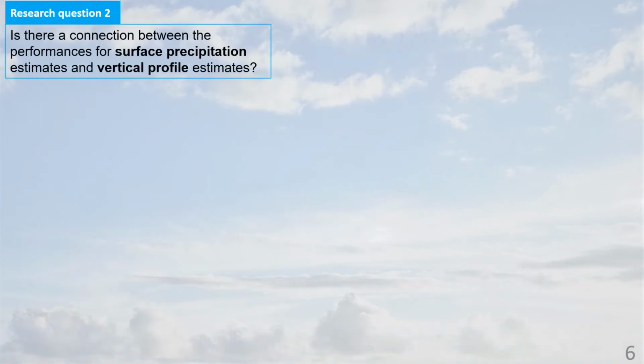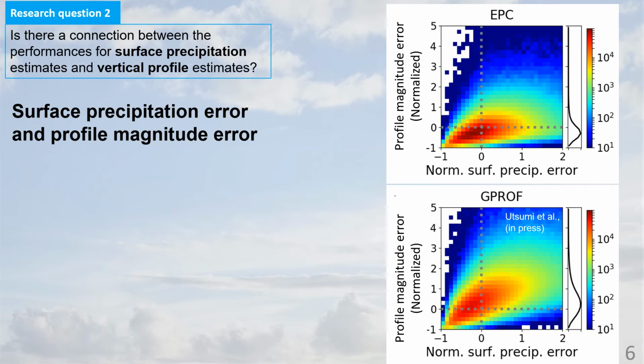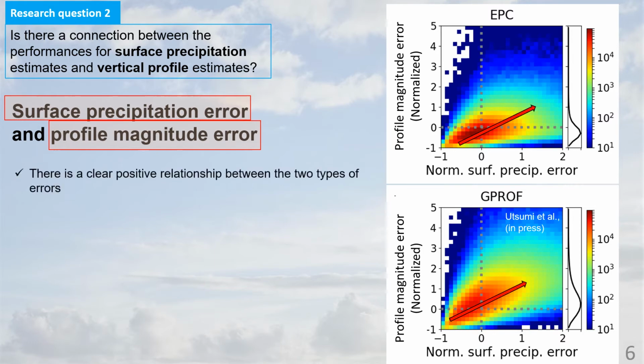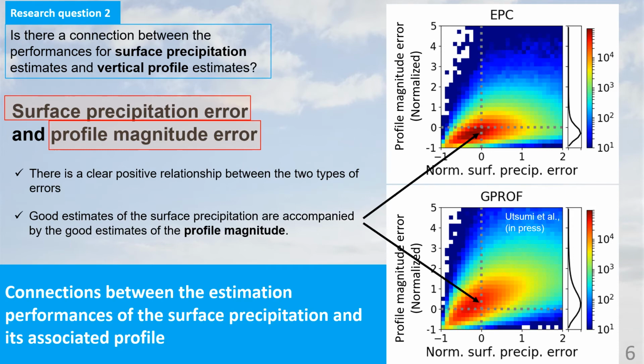Next one is about question 2. Is there a connection between the performances for surface precipitation estimates and the vertical profile estimates? This is a joint analysis between the surface precipitation error and profile magnitude error. There is a clear positive relationship between the two types of errors. Good estimates of the surface precipitation are accompanied by good estimates of the profile magnitude. So there is a connection between the estimation performances of the surface precipitation and its associated profile.